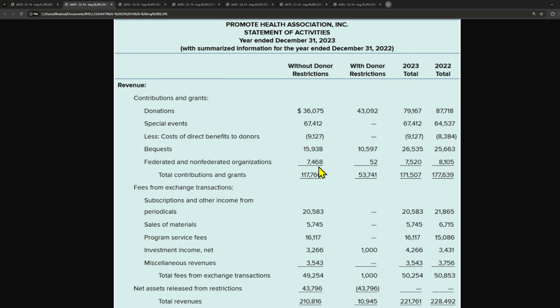So without donor restrictions, you can see all of these. And you notice that some of these are done as net, and then some of these are done, for example, special events, less cost of direct benefits to donors, just like we would do total assets less accumulated depreciation. There are sometimes where we want to have the breakout.